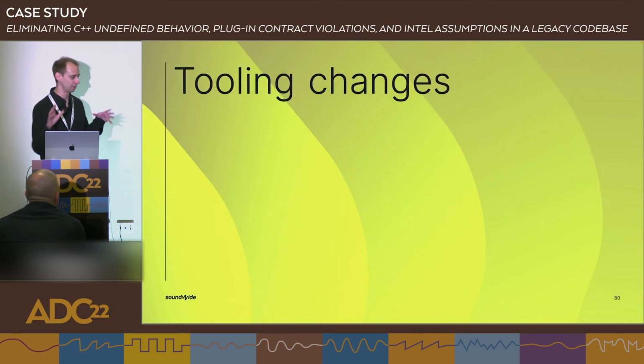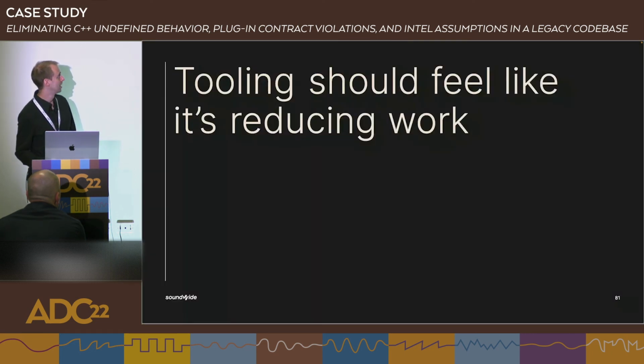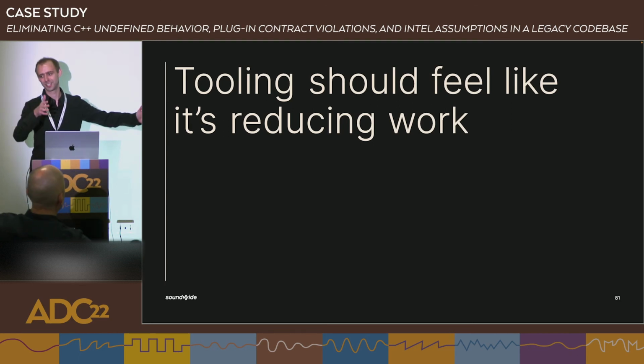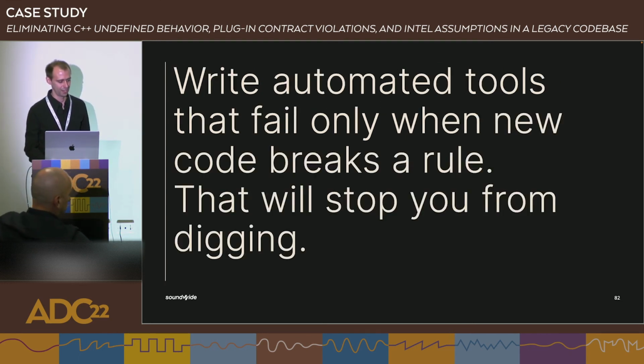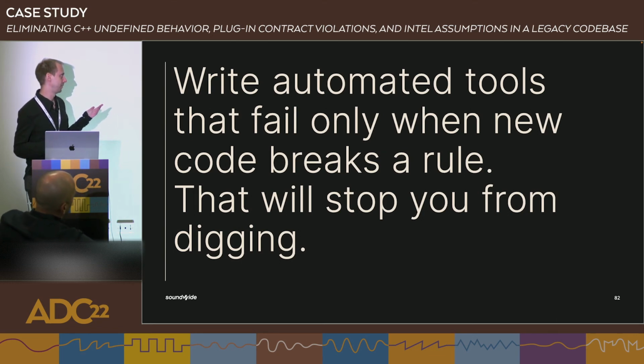So for tooling, first I'm going to talk generally about my philosophy about tooling changes and then the specific tools that we use. It's very important that the point of tools is to reduce drudgery. And it's really important when you're rolling out tools that they don't feel like work to the engineers who are adopting them, right? Because that's going to be very counterproductive. So you can't have a situation where you fix all the undefined behavior first and then the tools help you, right? You have to write automated tools that only fail when new code breaks a rule. So that's again this stop digging philosophy.